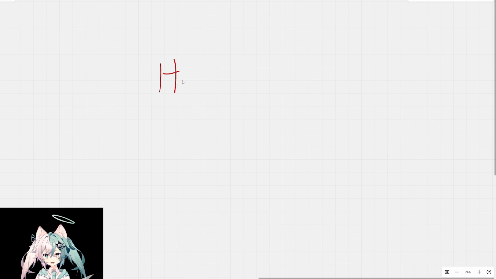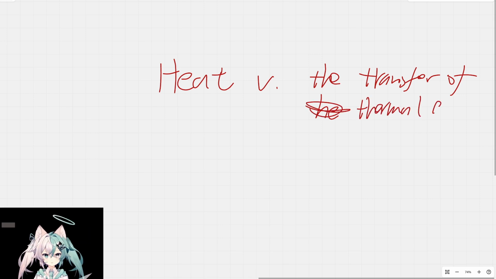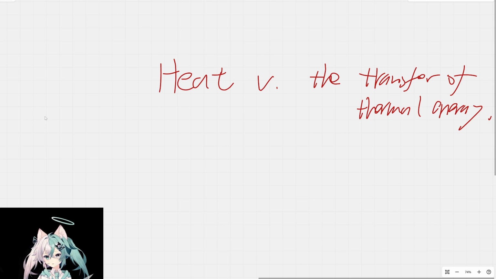Here is a word: heat. What does it mean? In physics, in thermal physics, we actually say that it's a verb and it stands for the transfer of thermal energy. So it's actually an action we do on things. Heat is not equal to thermal energy, or the state of being hot.